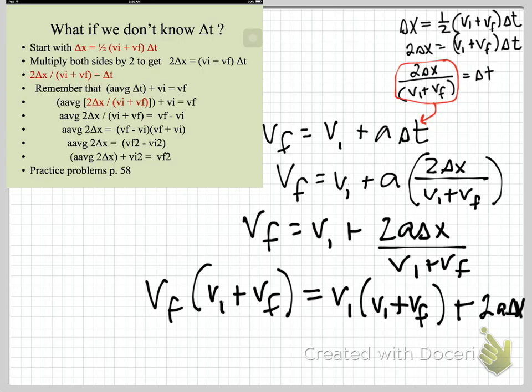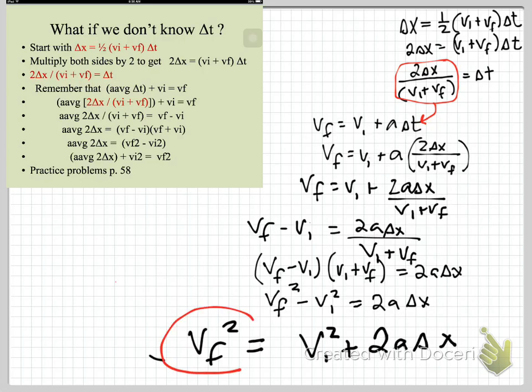We can then, let's see, oops, misstep. What we end up with is vf squared equals vi squared plus 2a delta x. So the algebra of getting there is a little bit ugly. It's not as ugly as the one that I did. I forgot about this one. It's simpler. This is the third of your 4 goldens. Okay, vf squared equals vi squared plus 2a delta x.